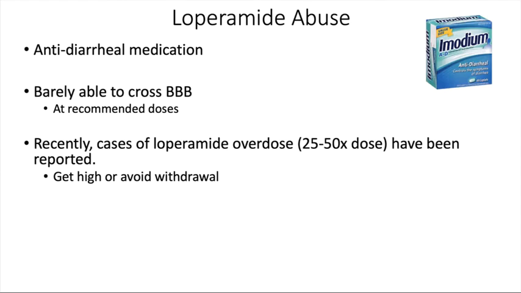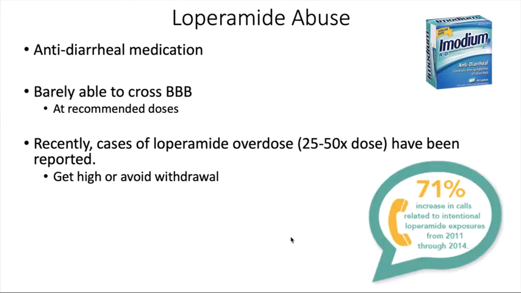Recently, there have been spikes in cases of loperamide overdose, meaning that somebody is taking 25 to 50 times the recommended dose. At these doses, you do get some drug able to pass the blood-brain barrier. People report that they're doing this in order to replace a high or avoid withdrawal because you can access this drug over the counter. So there was a huge increase in calls related to intentional loperamide exposure from 2011 to 2014. This is differentiating from, let's say, kids or toddlers who accidentally took way too much of this drug.